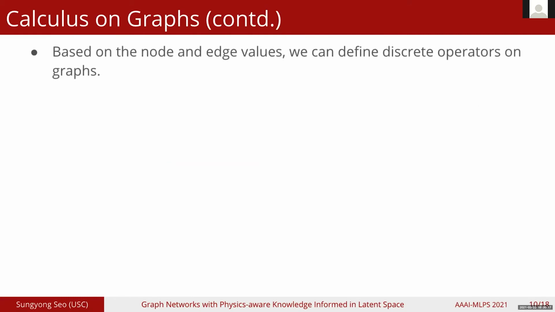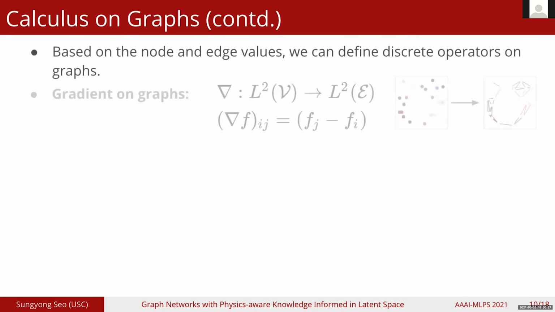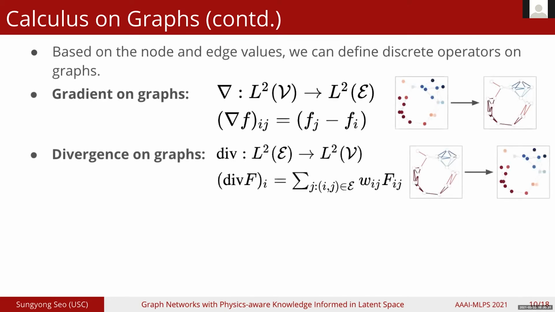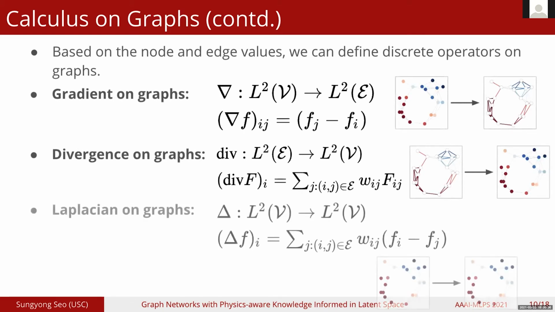Based on node and edge values, we can define discrete operators on graphs. Gradient can be understood as a function mapping from node values to an edge value, and divergence is a function aggregating a set of edge values to a single node value. And Laplacian is a second-order spatial derivative, and it is a node-to-node function defined in this way. In other words, we can seamlessly define core spatial derivatives in PDEs on a discrete space, such as a graph.